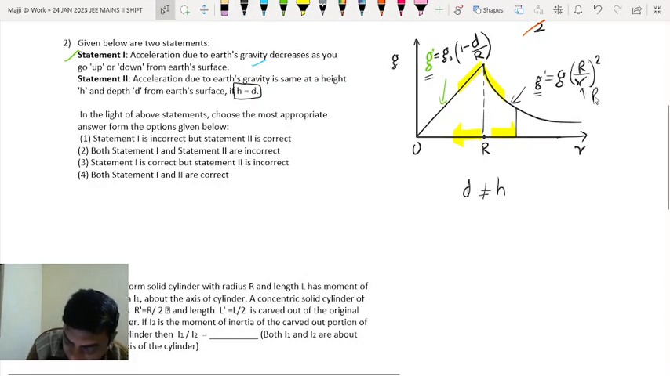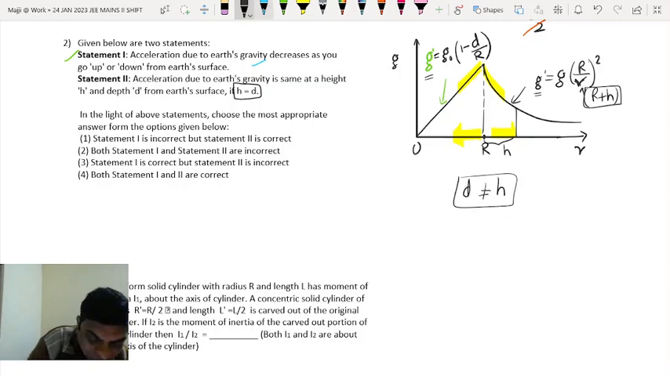H means here r plus h. This is height h. So when you substitute small r equal to capital R plus h, you will not get this. So therefore, statement 2 is incorrect. Okay. You can also see just by looking at the graph that the pattern of variation for g is different when you go inside the earth and when you go outside the surface. So certainly the value of g will not be the same for equal h and d values. Okay.